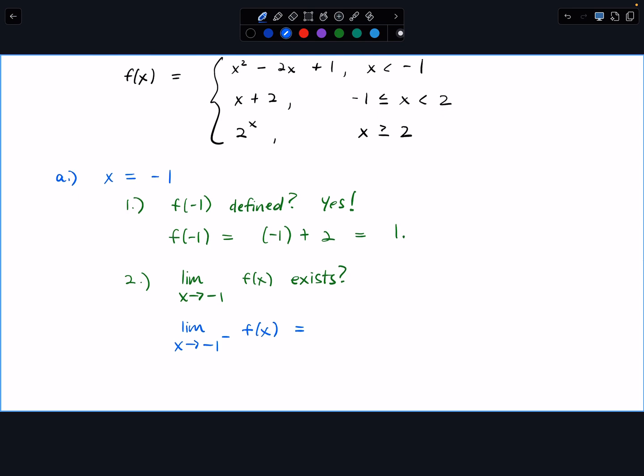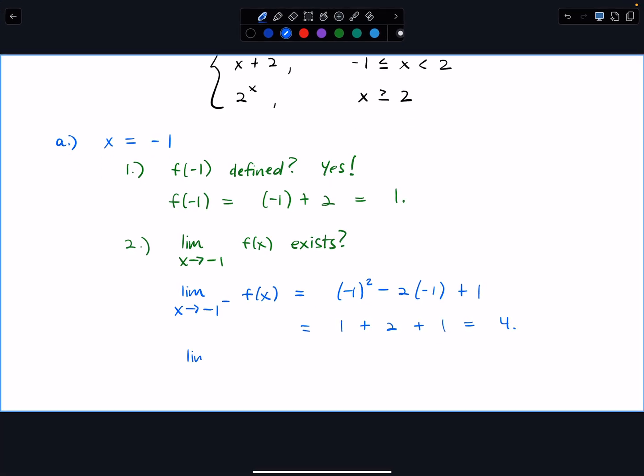it'd be -1 squared minus 2 times -1 plus 1. This would be a no calculator question, guys, so be careful. When you square negative, it becomes positive. So 1 plus 2, because the negatives cancel, plus 1. What does that give me? 4.